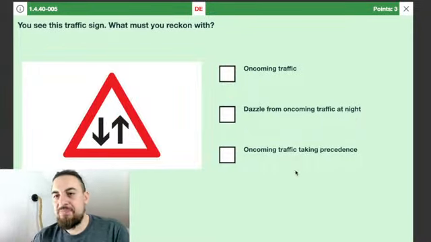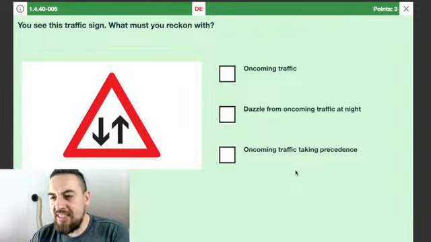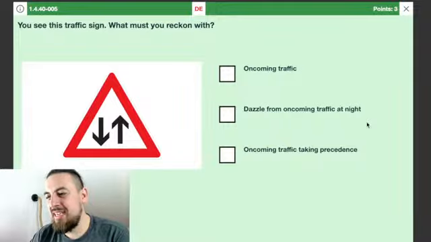All right. You see this traffic sign. What must you reckon with? Oncoming traffic? Dazzle from oncoming traffic at night, oncoming traffic taking precedence.